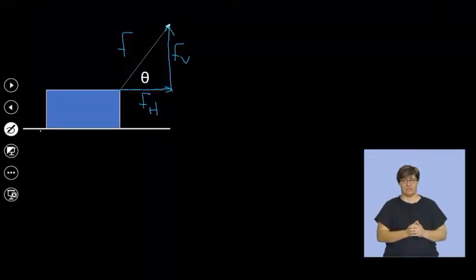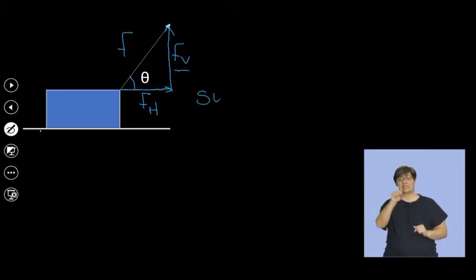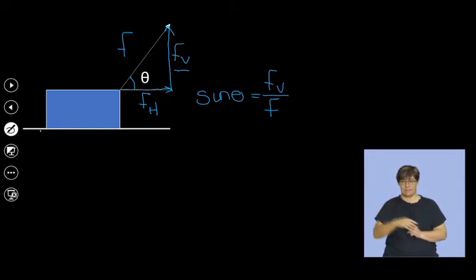So if I say, let's find the vertical, the vertical is opposite the angle. When we think about our trig ratios, we've got sine, cos, and tan. We're not going to use tan because that needs the two unknowns, and we don't know that. So we're going to use either sine or cos. Sine uses the side opposite the angle. So sine theta is my opposite side over the hypotenuse.